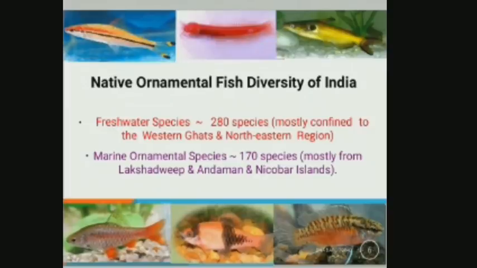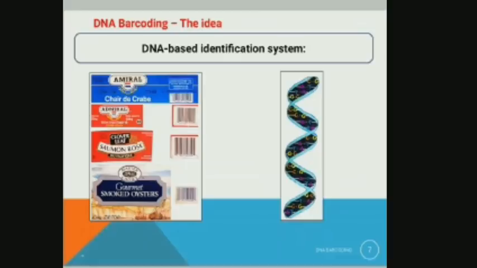In terms of endemism, fish diversity possesses a great endemic percentage. For example, 280 species are confined to only the freshwater systems of northeastern hilly regions as well as the Western Ghats. Similarly, in the marine counterpart, a total of 170 species, mainly from island ecosystems of Lakshadweep and the Andaman and Nicobar Islands, are endemic to Indian waters.